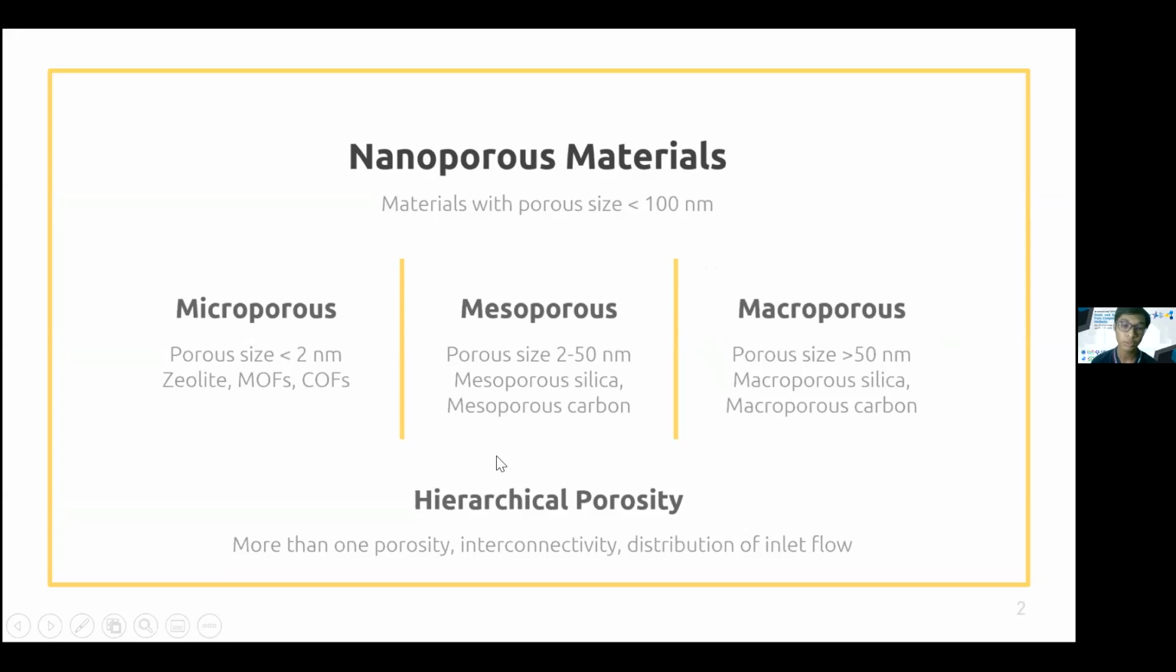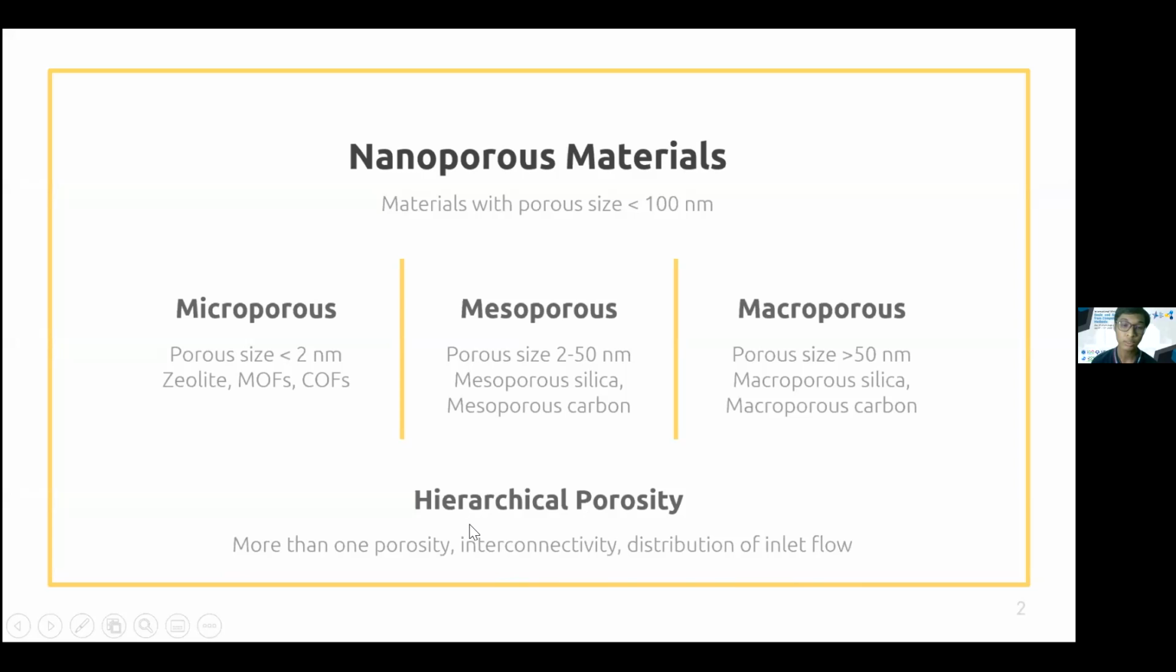Hierarchical porosity is when a material has more than one porosity. For example, if a material has microporous and also mesoporous, or microporous and also macroporous, or all three of them at once. But besides more than one porosity, it must also satisfy the interconnectivity and distribution of inlet flow.